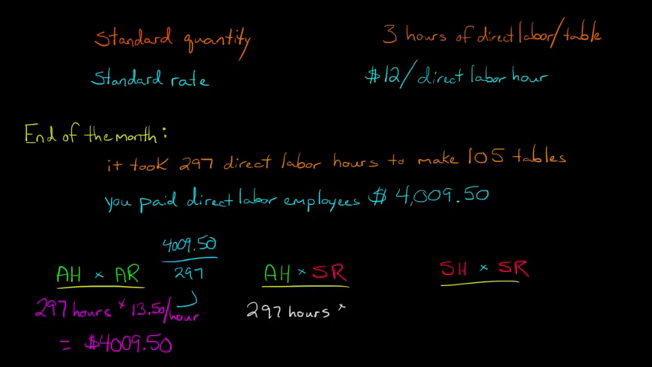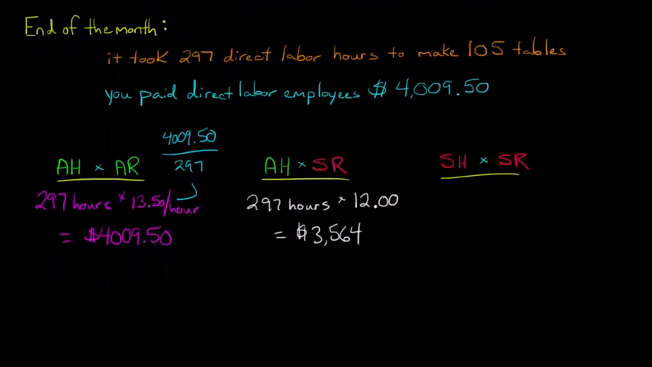Well, we just say, okay, what did we decide was the rate that we should be paying our direct labor employees? Well, it was $12 an hour, right? So we just multiply by $12, and I'll just put 12.00. So now we can compute this middle column, and that's going to give us $3,564. And now we can compute a variance. But instead of saying it's a price variance, what we're going to call it is the rate variance.